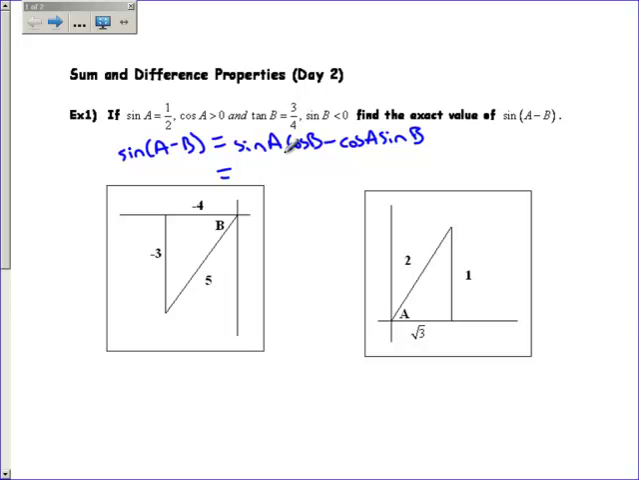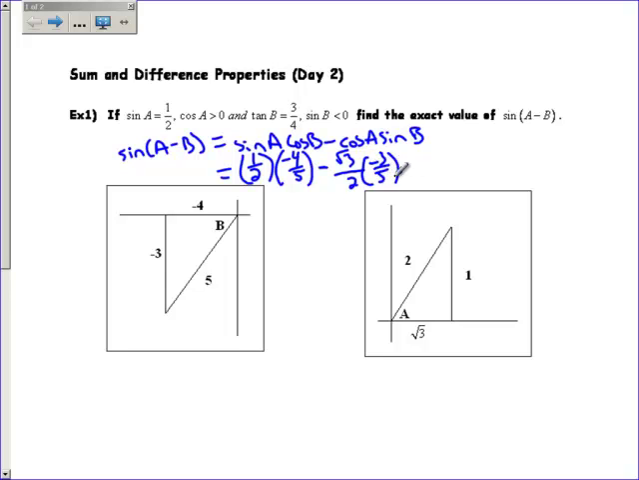So let's see, the sine of A, well, that's given to me, 1/2. The cosine of B is not given to me, but since we've drawn the triangle, we can find the cosine of B, and that is -4/5. And then minus the cosine of A was not given to me, but from angle A here I can see that the cosine of angle A is the square root of 3 over 2, and the sine of angle B was not given to me, but I could figure it out. It's -3/5.